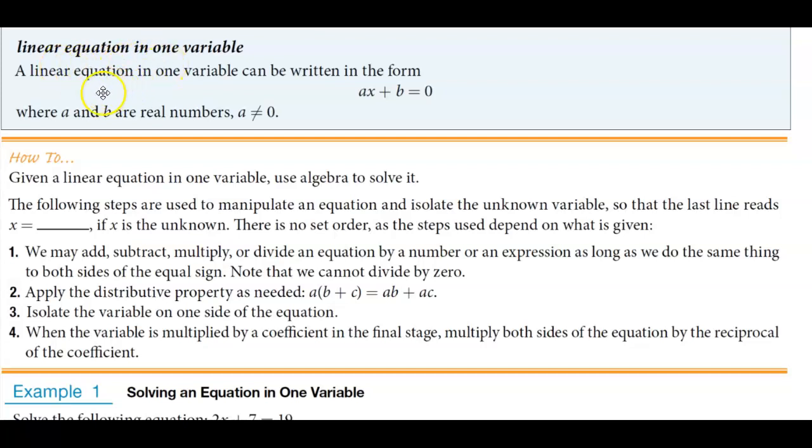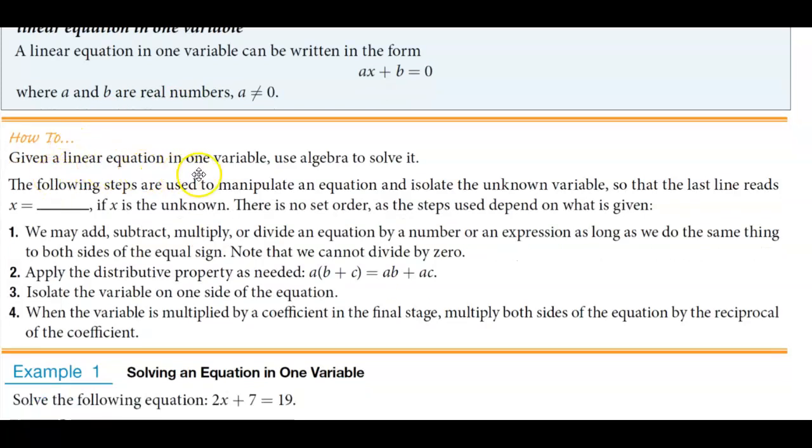Linear equation in one variable. A linear equation in one variable can be written in the form ax plus b equals 0, where a and b are real numbers and a does not equal 0. Now, if we're given a linear equation in one variable, we're going to use algebra to solve it.